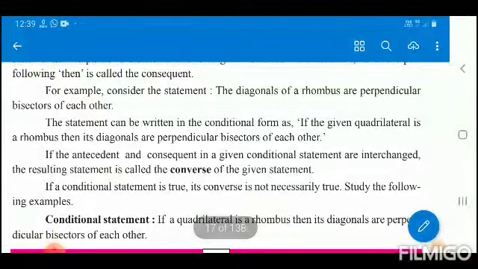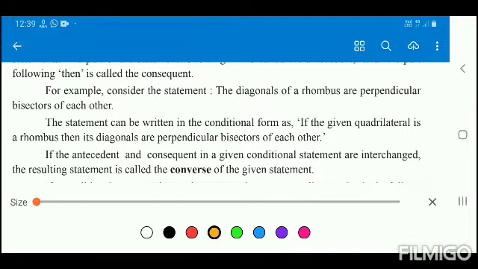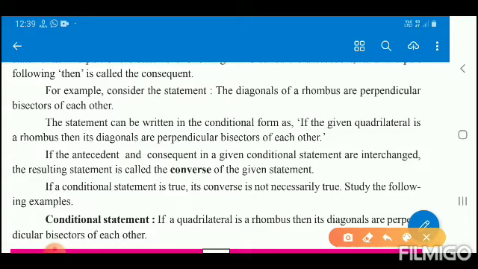If the antecedent and consequent in a given conditional statement are interchanged, the resulting statement is called the converse of the given statement. It means the part which is following if will come after then, and the part which is following then will come after if. Then the resulting statement is known as the converse of that given statement.